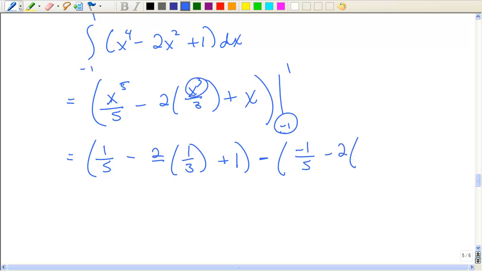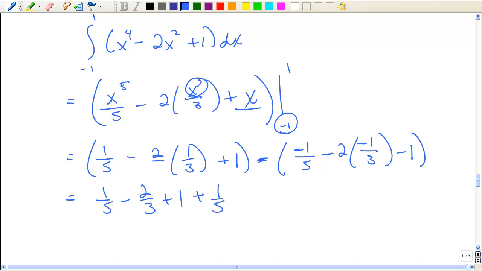Negative 1 to the cube is again negative 1. And then we have just negative 1. Now notice there's lots of negatives. Let's be careful. Negative, negative, that's going to be plus. This negative and this negative, that's a positive, but this negative here is going to make that negative 2/3. And then this negative and this negative is plus 1.